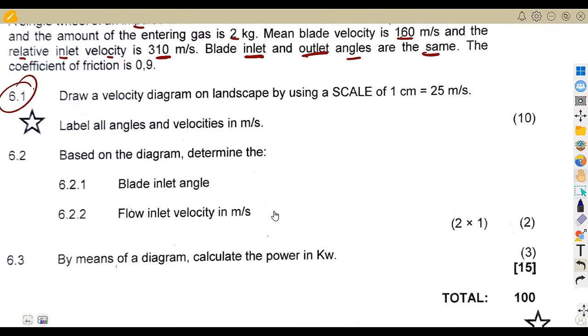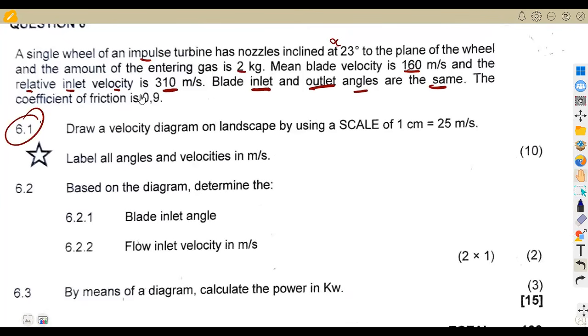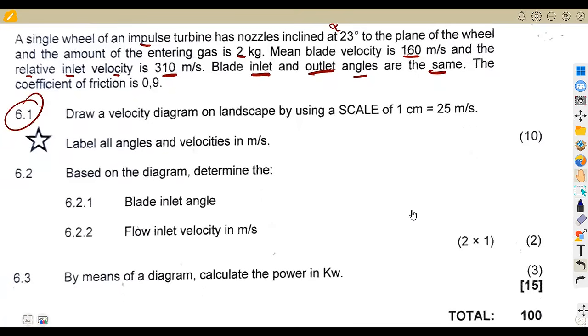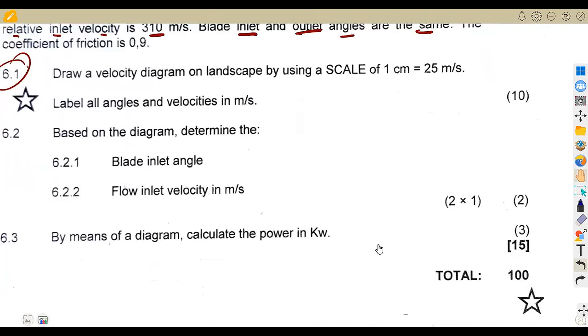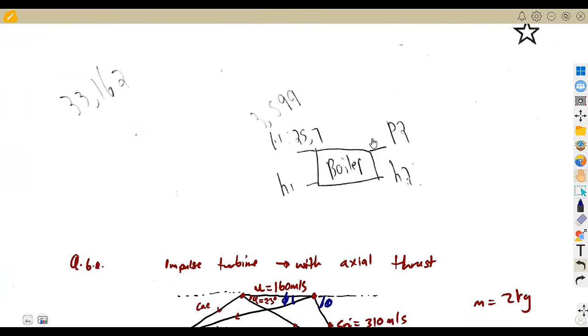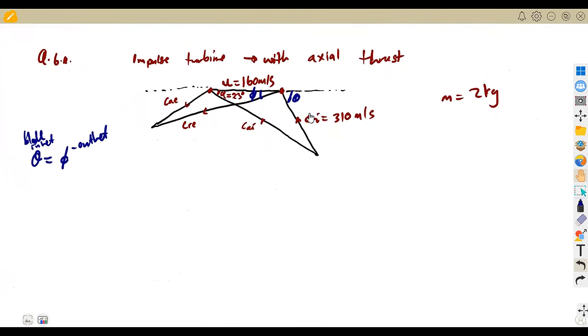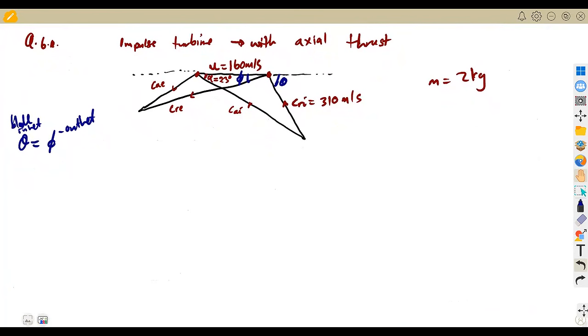We are given the coefficient of friction, 0.9. Then draw a velocity diagram on a landscape by using a scale of 1 centimeter to 25 meters per second. So that is the information that you are given: our coefficient of friction is 0.9, and the scale is 1 centimeter equal to 25 meters per second.